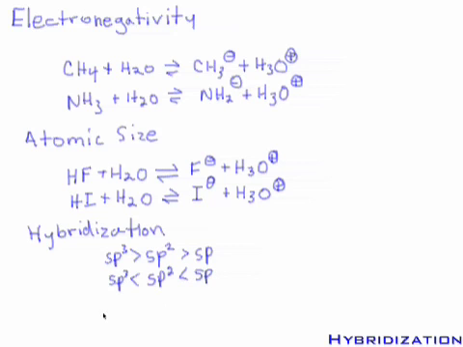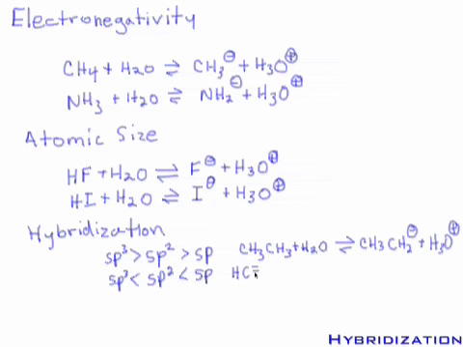The net result of this is if I compare, say, CH3CH3, ethane reacting with water to produce CH3CH2 minus and H3O plus. Say I compare that to HC≡CH, ethyne, reacting with water.